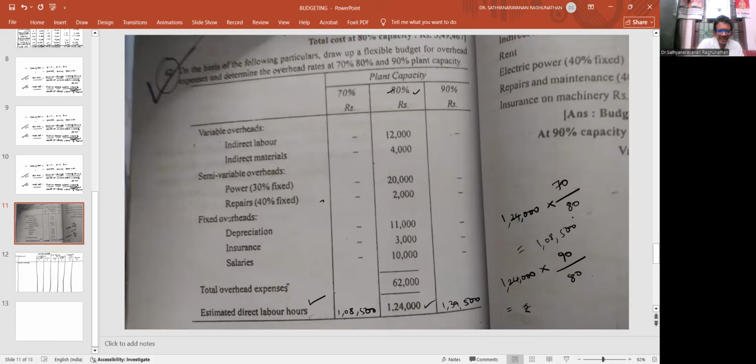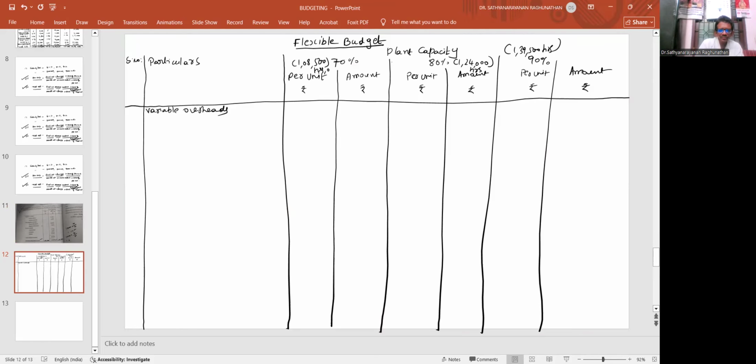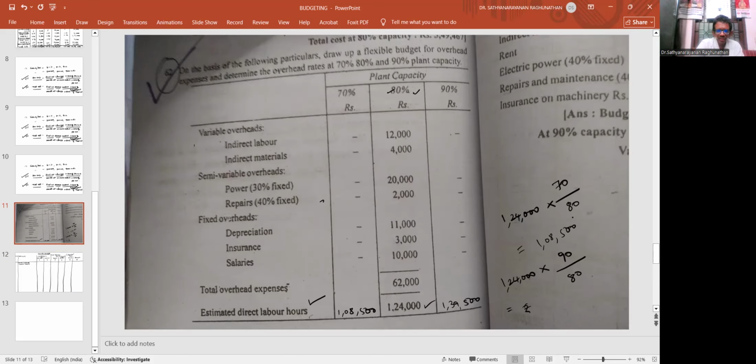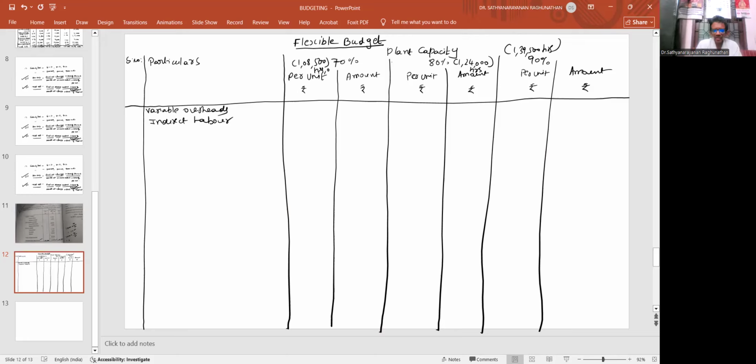Variable overheads. Indirect labor. 12,000. In the amount column that you have to write, for 80% capacity, in the amount column, 12,000 you have to write. Okay. Per unit you have to calculate now. Per unit, 12,000 divided by 1,24,000.